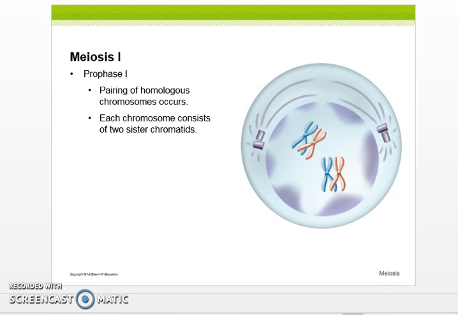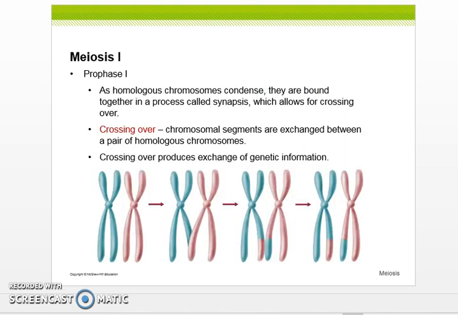Prophase 1, pairing of homologous chromosomes occurs, and each chromosome consists of 2 sister chromatids, kind of like the same as before a little bit, right? So as homologous chromosomes condense, they're bound together in a process called synapsis, which allows for crossing over. Synapsis and crossing over are 2 concepts that you will most definitely want to pay attention to.